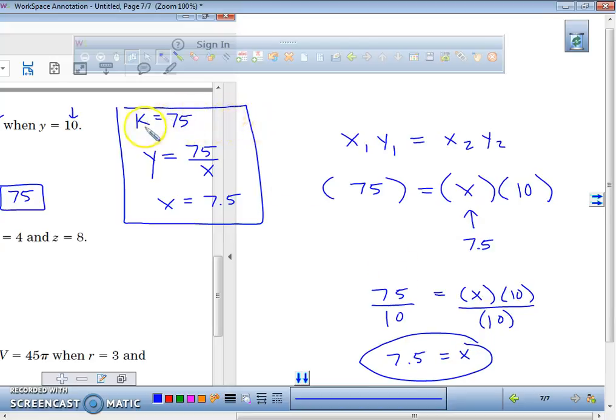So remember, k is your constant of variation. y equals 75 over x was the equation you had to find. And lastly, you had to use your equations to solve for the missing variable. Okay? That's what you do the rest of the time. Good luck.